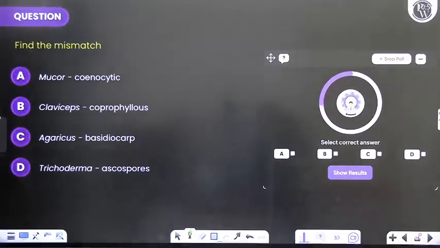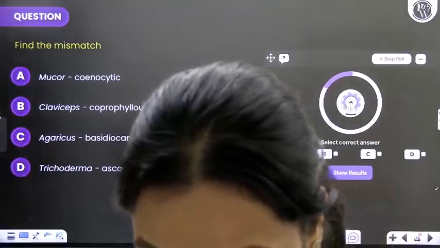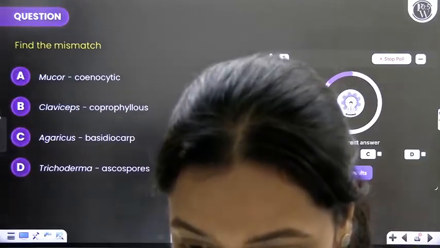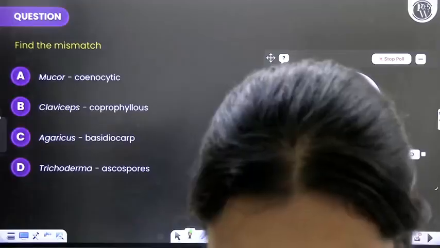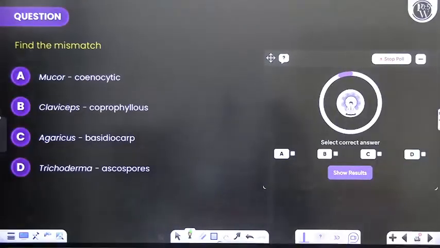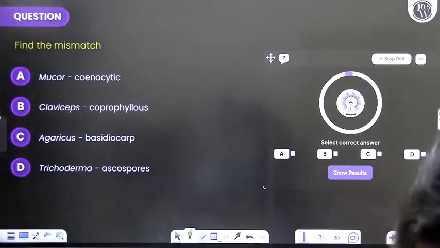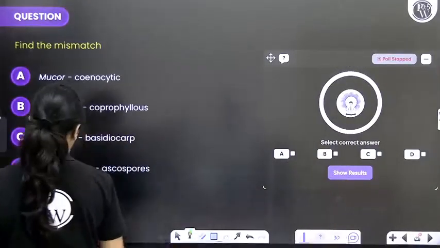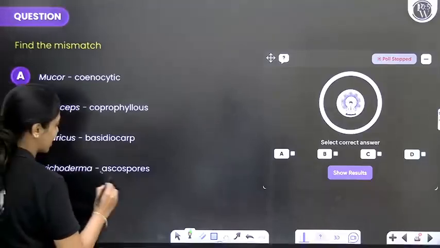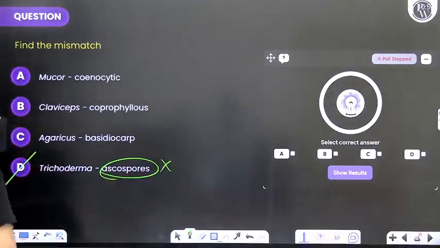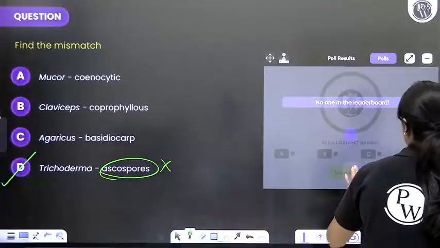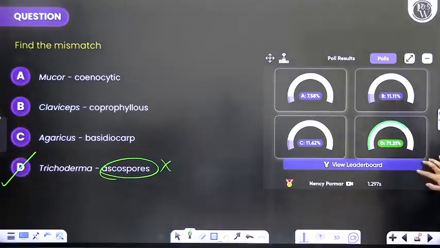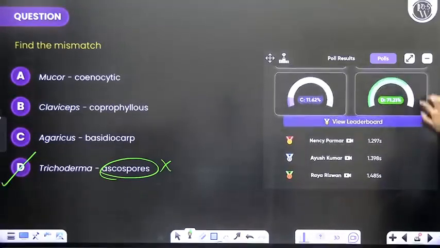Okay, everyone saying D. Who can tell me why it is D? Why is D mismatched? But I don't think you have the option to give bonus marks here, Rohit. Trichoderma belongs to Deuteromycetes. Over there, sexual reproduction we don't know. Ascospores are sexual spores. So option D is mismatch. 71%. Nancy, Ayush, Rizwan, top 3.